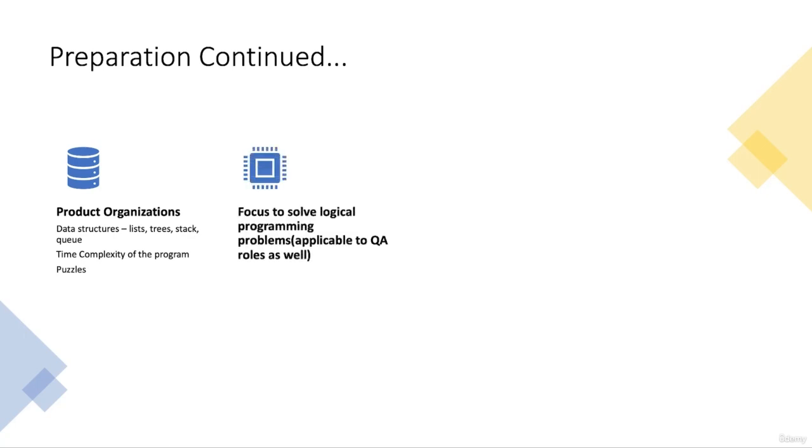The next thing, focus on solving logical programming problems. And this is applicable to QA roles also. One thing the interviewer wants for sure is to understand whether you can solve logical problems. Now, what does that mean? For example, he will ask you a program that needs you to use two for loops. For example, binary sorting. You need two for loops there. So if you are really able to implement two for loops, he thinks you can think logically well.